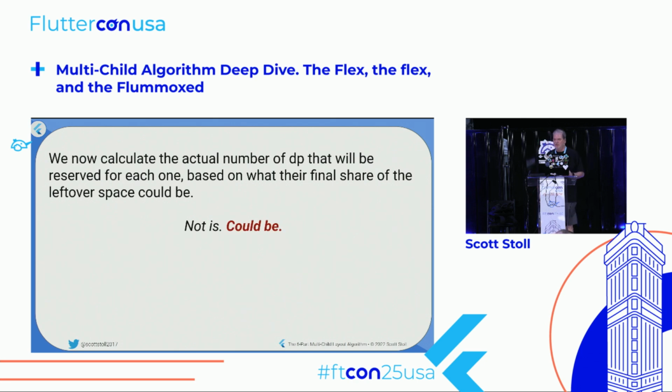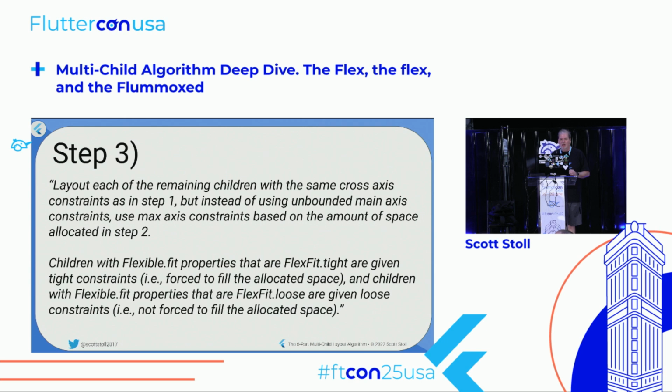So let's take a look at step 3. Lay out each of the remaining children with the same cross-axis constraints as in step 1, but instead using unbounded main axis constraints. Use the main axis constraints based on the amount of space allocated in step 2. Children with a flexible fit property, that is flex fit tight, are given tight constraints, for example, forced to fill the allocated space, and children with flexible fit properties that are flex fit loose are given loose constraints, for example, not forced to fill the allocated space.